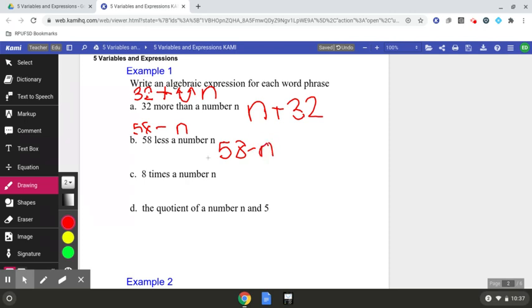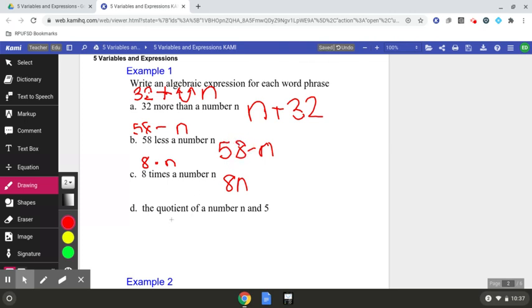Okay, the next one, we have 8 times means multiply a number n. So one of the big things here is you don't have to put this multiplication symbol. You can just write this as 8n and be done. But just put the number together with the letter.